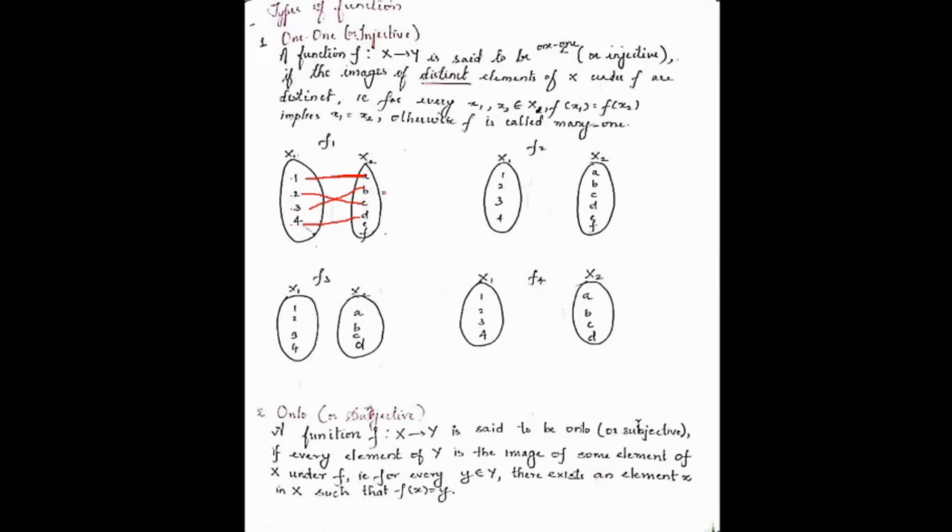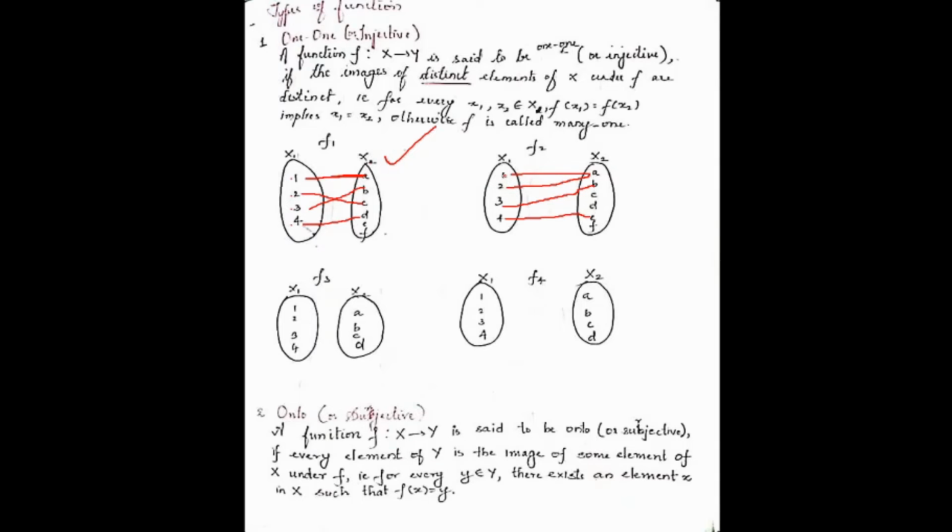Getting it? Okay, this is our 1, 1 function. So here F is a 1, 1 function. We'll go for one more example, then you'll understand more. See, 1 to A, 2 is also A, 3 to B, 4 to E. Is it 1, 1? No, this is not 1, 1.